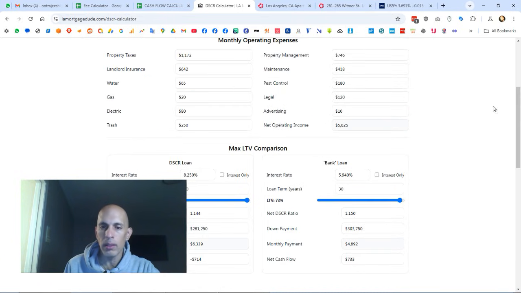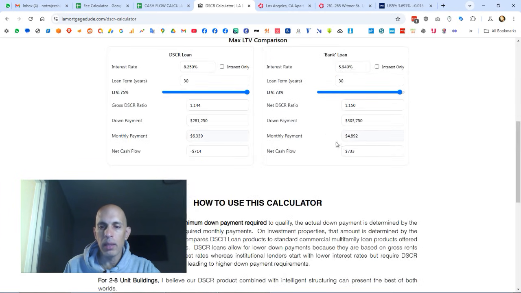That's because they use a net DSCR ratio. So what they're doing is taking the net operating income and dividing it by the P&I payments, the monthly payments over here. Let's see with the DSCR loan. With the 1.1, you can see the difference between these is about 32,000. So it may not even be worth it going with the DSCR loan, even though you could.